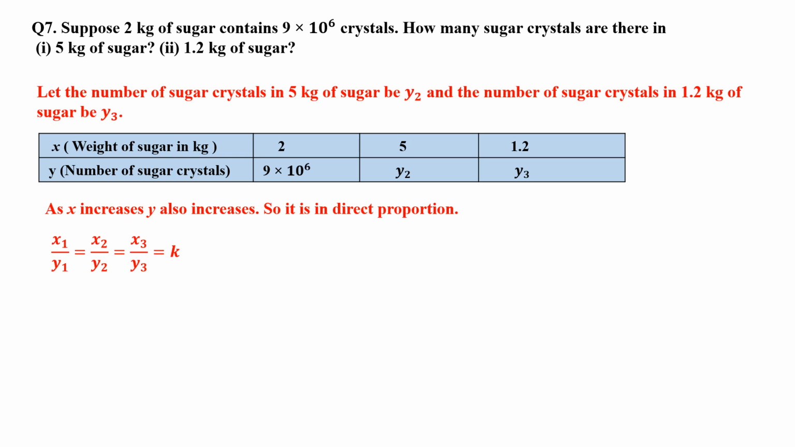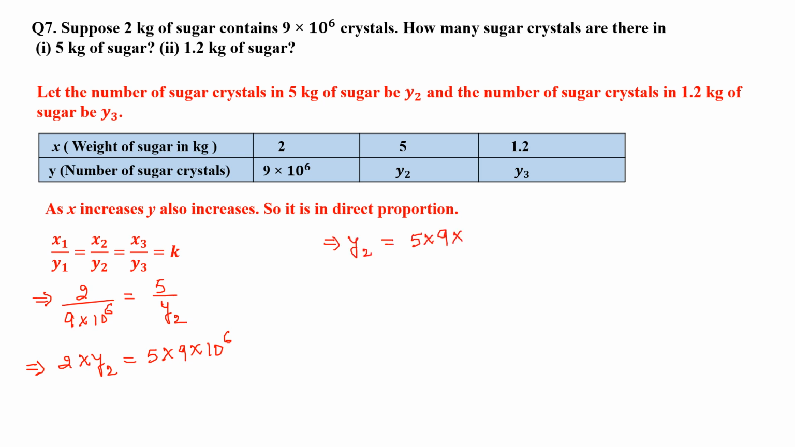Now first I am going to find the value of y2 and then after that I will find the value of y3. So from here I can write that 2 by 9 into 10 to the power 6 will be equal to 5 by y2. And then I will do the cross multiplication. So 2 into y2 will be equal to 5 into 9 into 10 to the power 6. And then further y2 will be equal to 5 into 9 into, now 10 to the power 6, I am going to write it as 10 into 10 to the power 5, divided by 2.